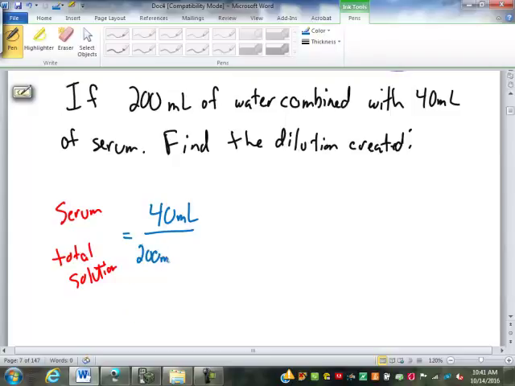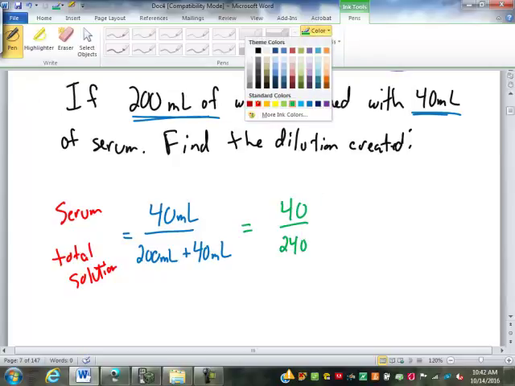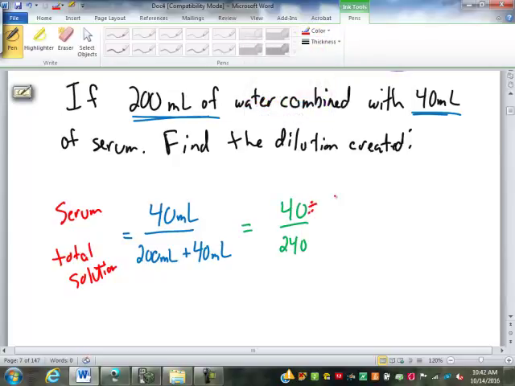Is it going to be 200 milliliters plus the 40 milliliters, right? We have to add the water, the NS, to the serum to get the amount of total solution. So this is going to make this 40 over 240. And then we reduce it just like we would any other fraction, except we don't make any improper fractions. Both of those can be divided by 40. That gives me a 1 in 6 dilution. So that is a 1 in 6 dilution. And we're going to look here in a little bit as to why that is important.